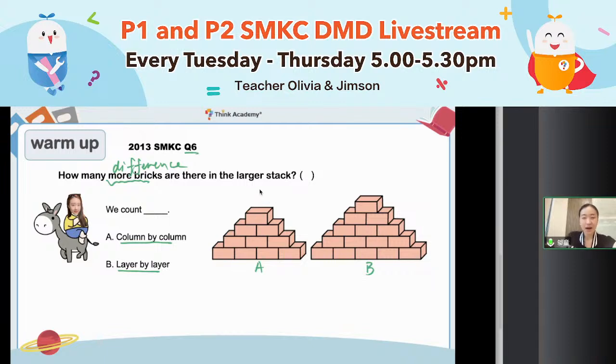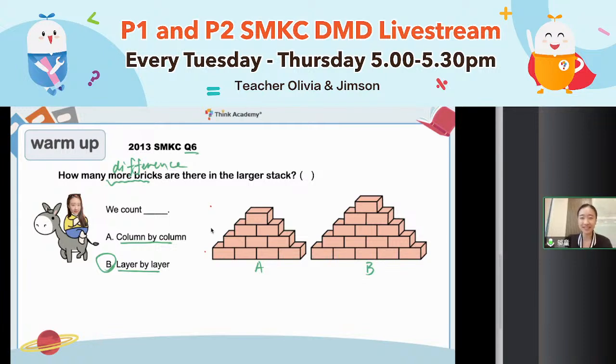If I try to count them column by column, that will be messy, because the columns are not even in a straight line, so I give it up. So maybe we prefer to count them layer by layer. Now let's look at pile A. Maybe start to count from top to bottom. That will be much easier.